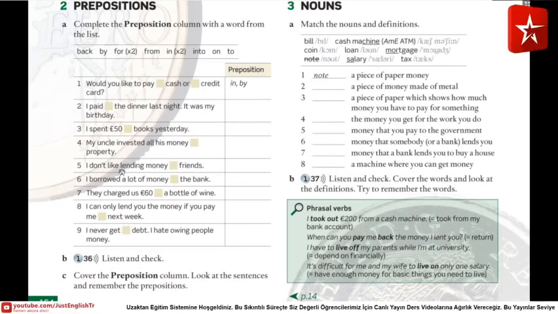Sentence number 5, I don't like lending money. Can you tell me the correct answer? I don't like lending money to friends. Yes, lend money to someone. After lend, we use to, guys, okay? So be careful, we don't use for. We use to. For friends, no, to friends.